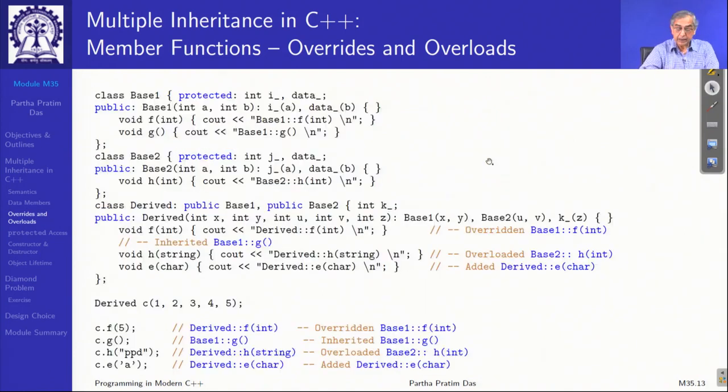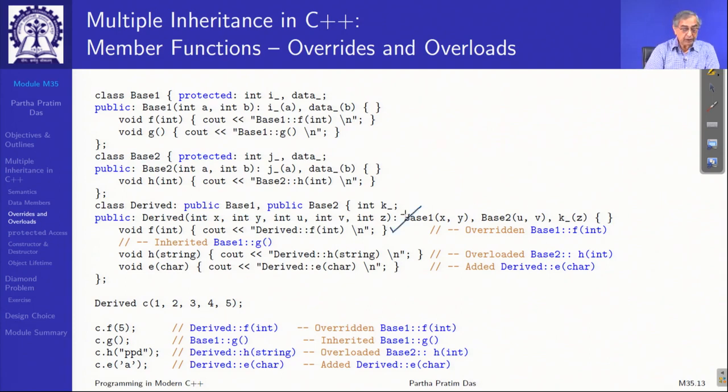Let us look at an example. We have base 1, we have base 2, and we have a derived class which derives from these two base classes. Base 1 has two methods f and g, and base 2 has one method h. Right? Now, let us look at what the derived class is doing.